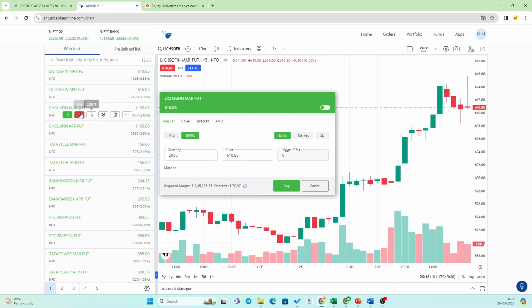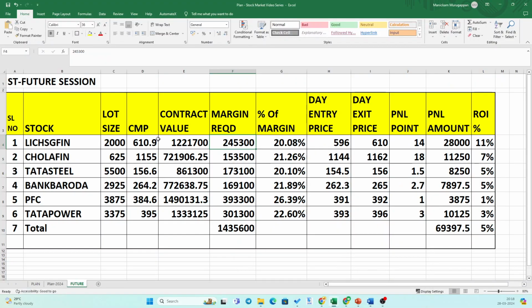Like that, for each and every contract the margin requirement will change. I'm just now putting in Chola Finance. Chola Finance margin requirement is 1.53. Like that, for Tata Steel also the margin requirement is 1.73. So in the broker's terminal itself you can check how much the margin requirement is. Then you go to that Excel sheet. The required margin I have already taken from the broker side itself. These are all the margin requirements.